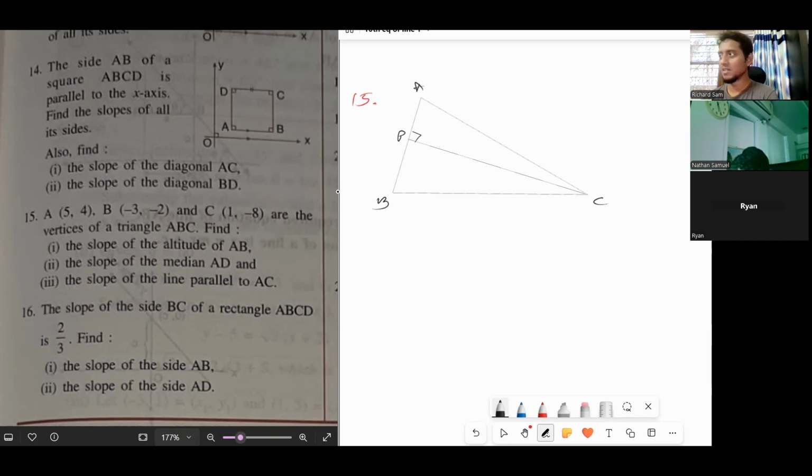So what is the ratio then? If you're using section formula, you need the ratio, right? AP is to PB, what's the ratio? We don't have the ratio. So we don't know the ratio between AP and PB, so we can't find P. Then what to do? That is for the next question. There are 3 subparts. That is for another question.